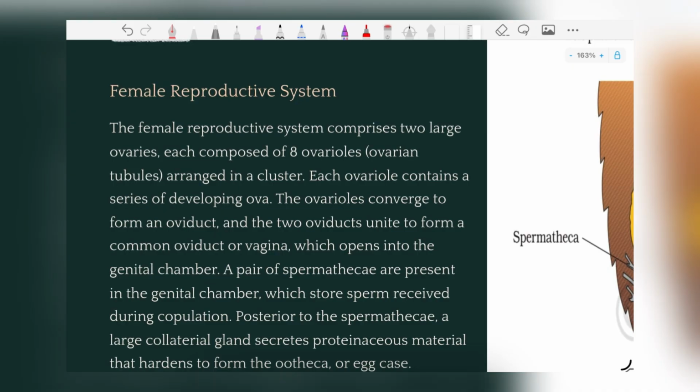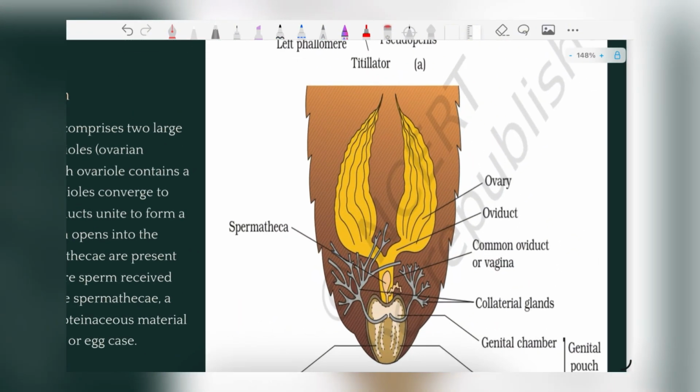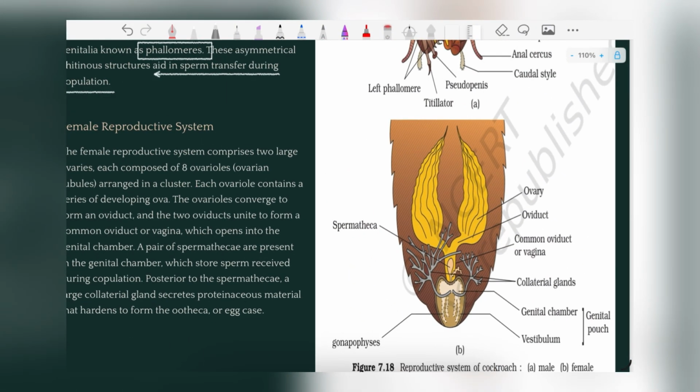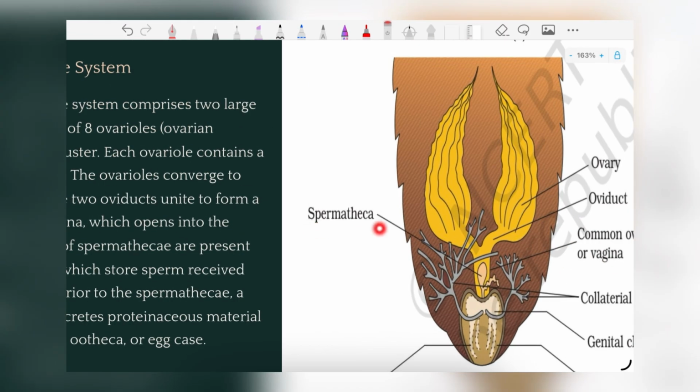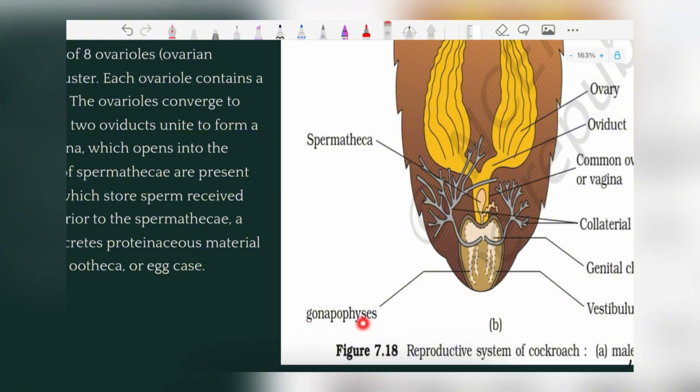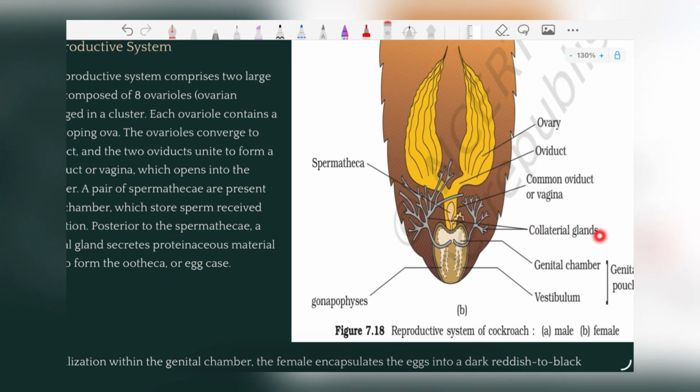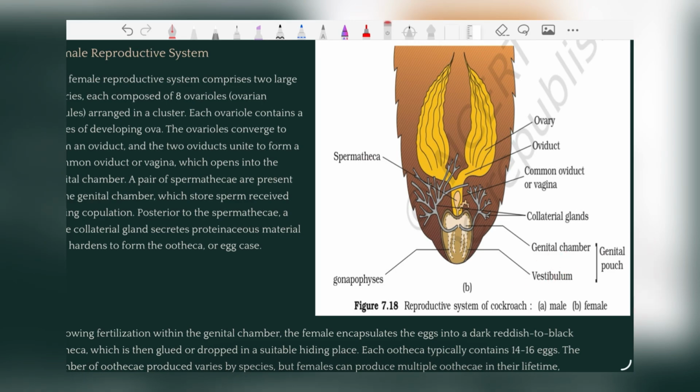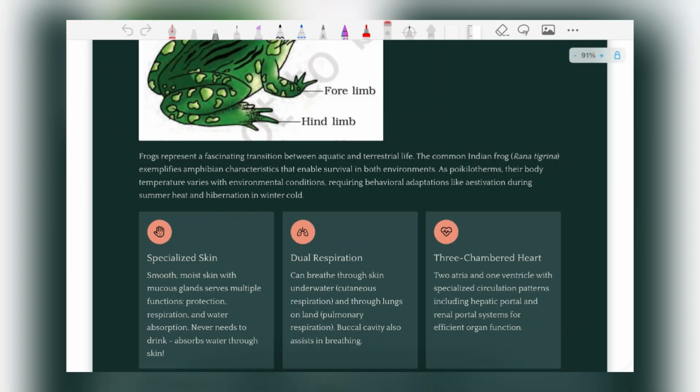Female reproductive system, as you can see over here: these are the ovaries, the long ovaries, and this is the oviduct in which the eggs go through. This is the common oviduct or the vagina. This is the spermatheca. This is the gonapophysis. This is the collateral glands. This is the genital chamber. This is the vestibulum, and this is the genital pouch.